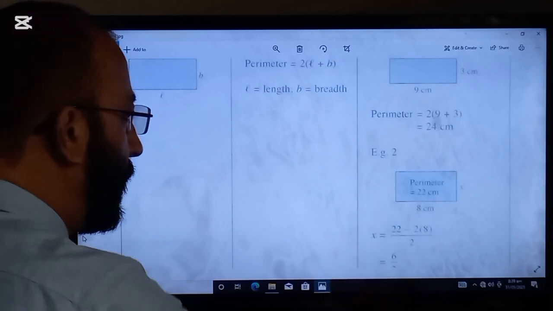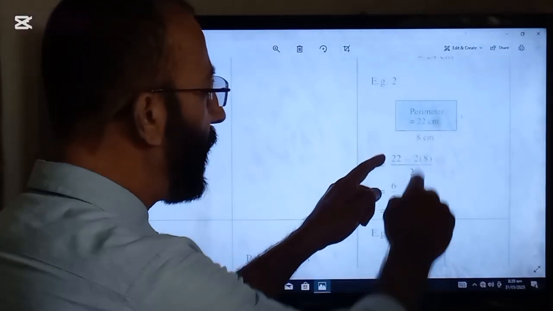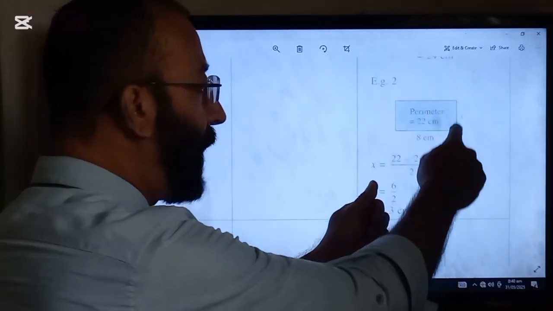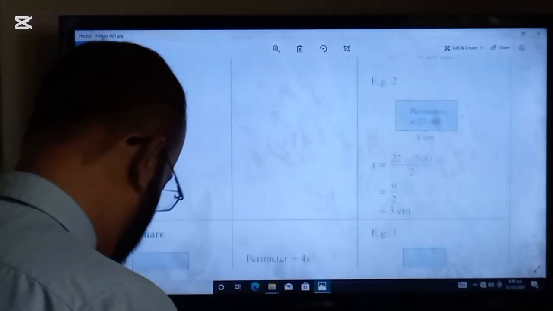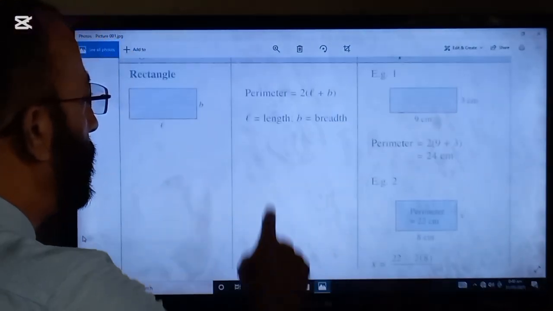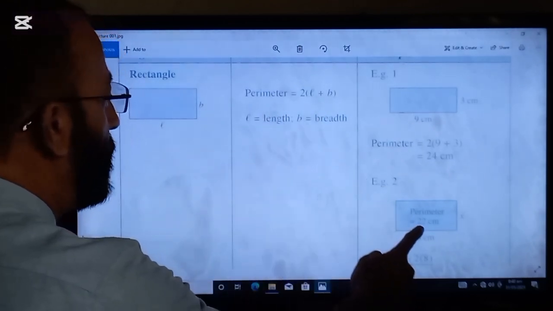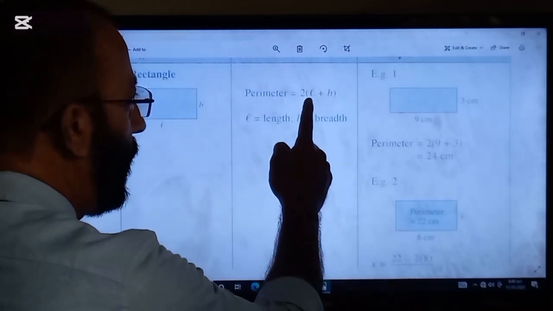Here is another example. We have a rectangle whose perimeter is given. Length is given and breadth is the requirement. So we will put all these values into the formula. Perimeter is 22 and length is 8. Look, 22 will be placed in place of perimeter and 8 in place of L.